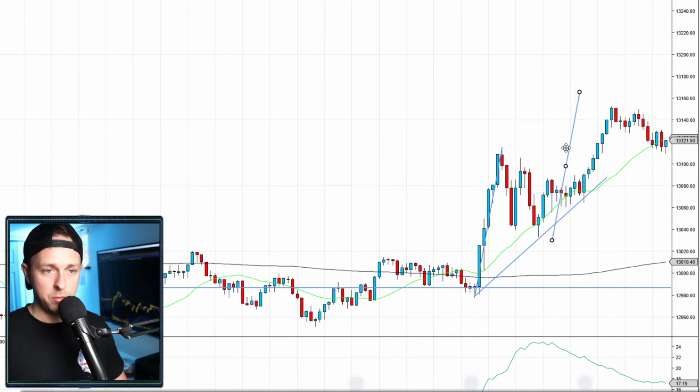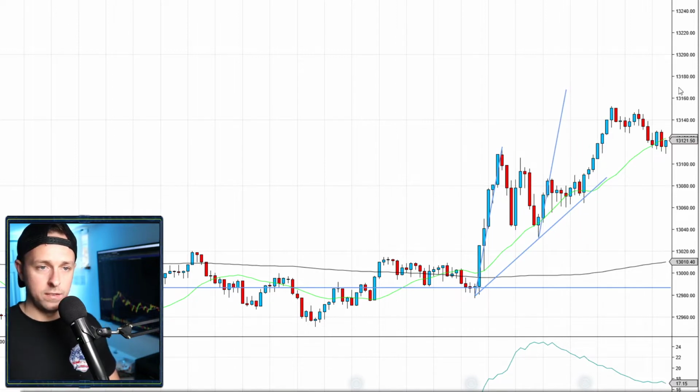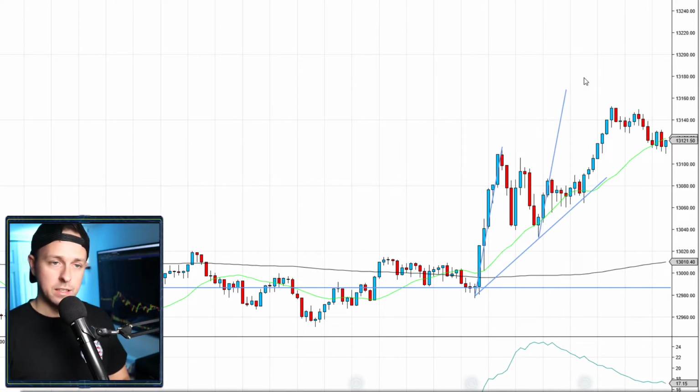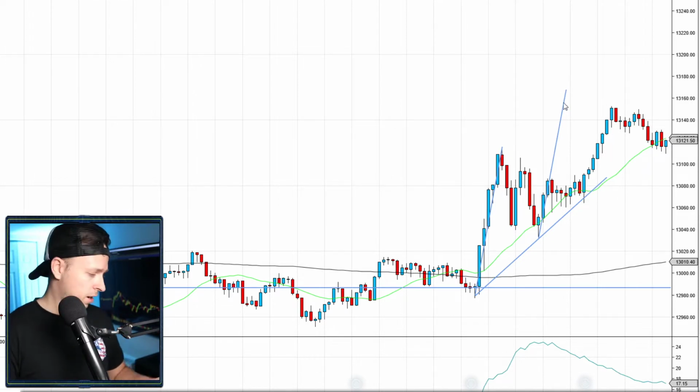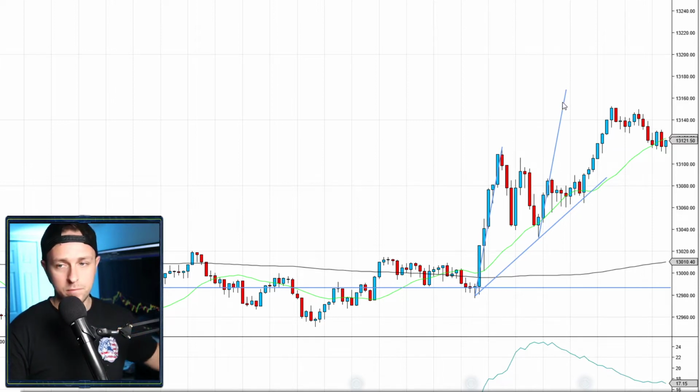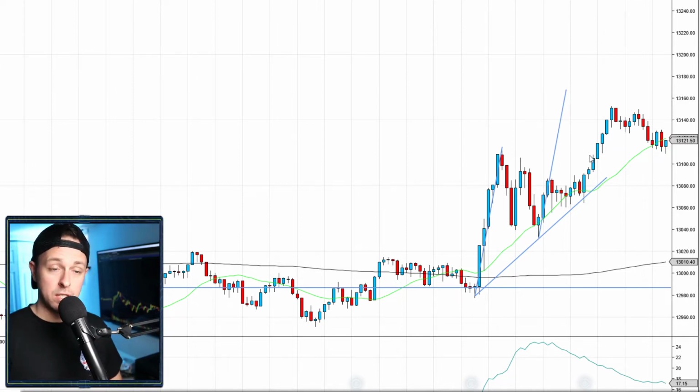As you can see, we came just shy of that high, but that would have been a good indication where my final target would be. And you never wait for the top; you kind of just sell a couple ticks prior to it. Now, let's look into the trade that I actually did take.